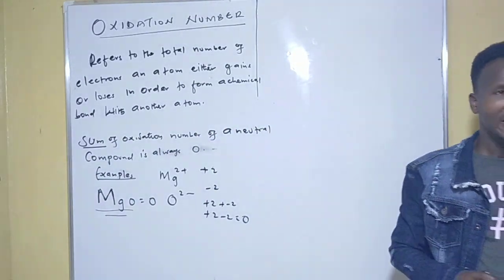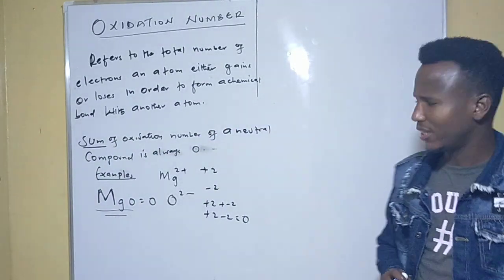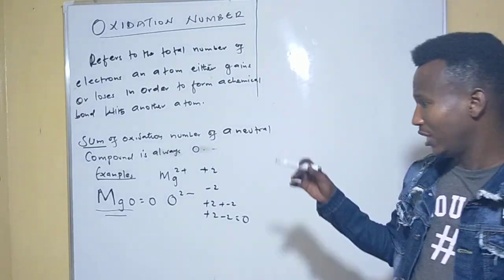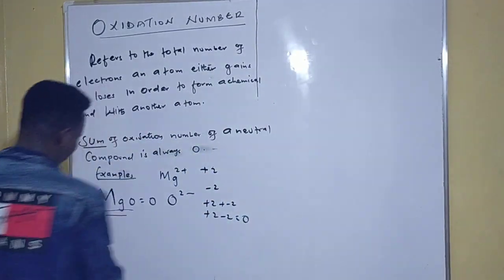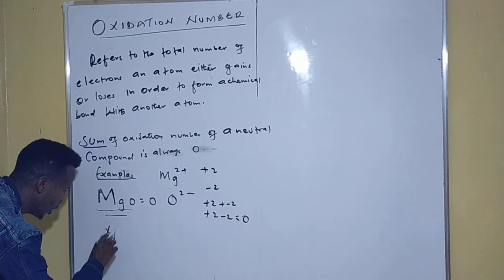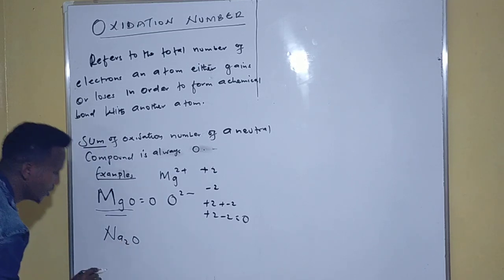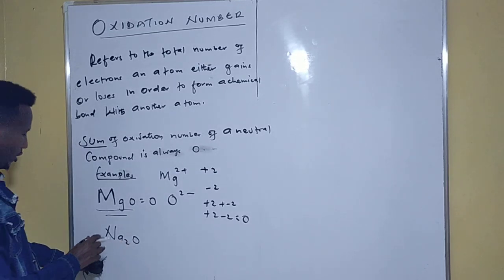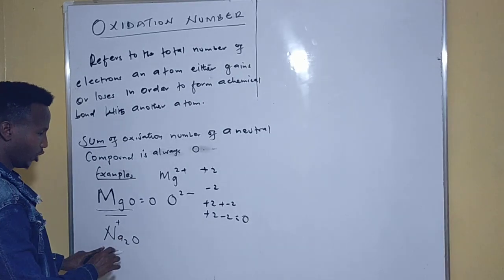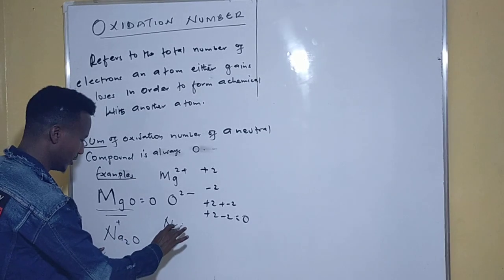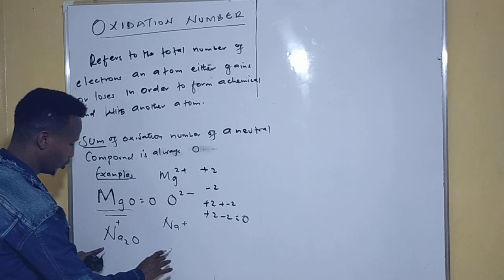Let me take another one. Let me take group one. What about this one? Sodium oxide. We know that sodium has a positive charge in its ionic form. Of course, sodium is written like this. And oxygen is written as?